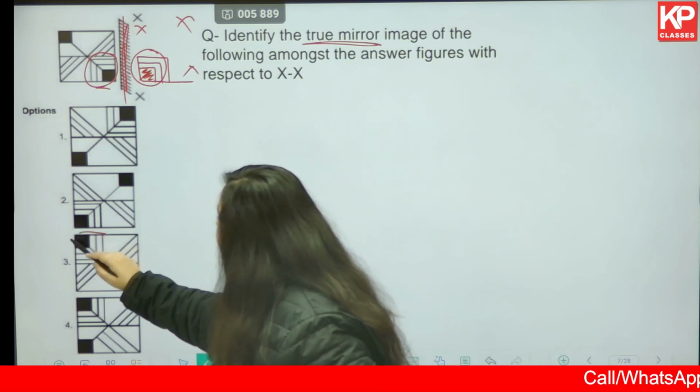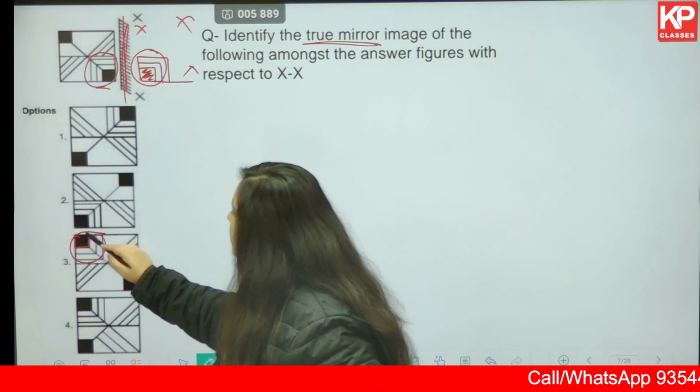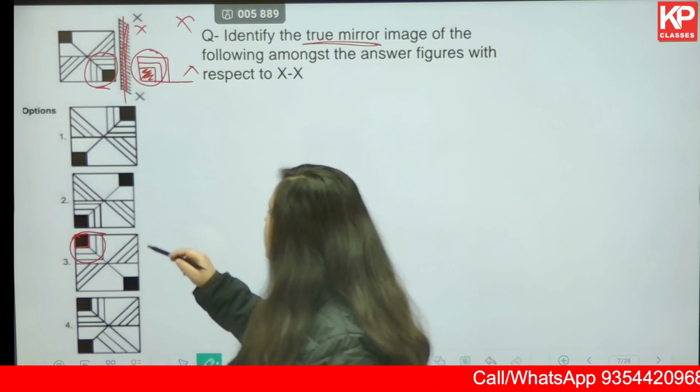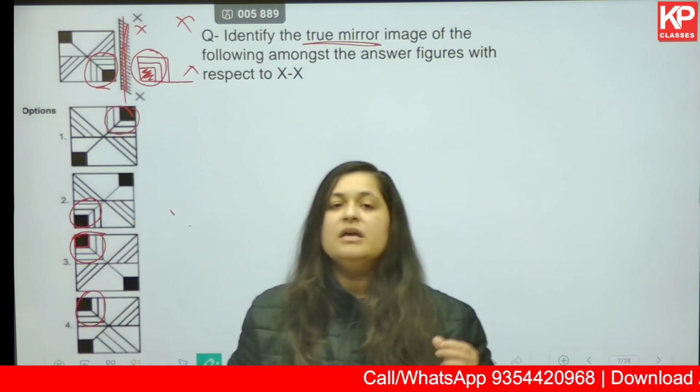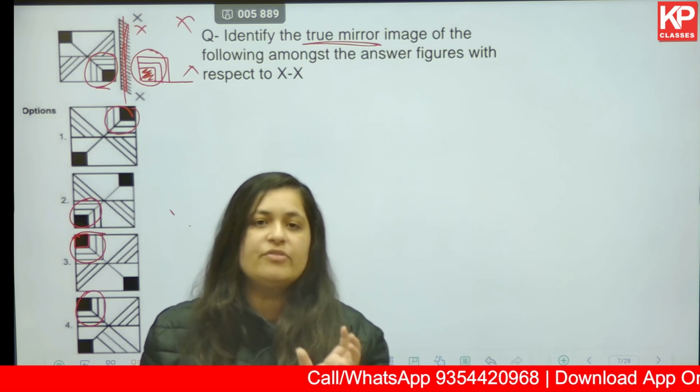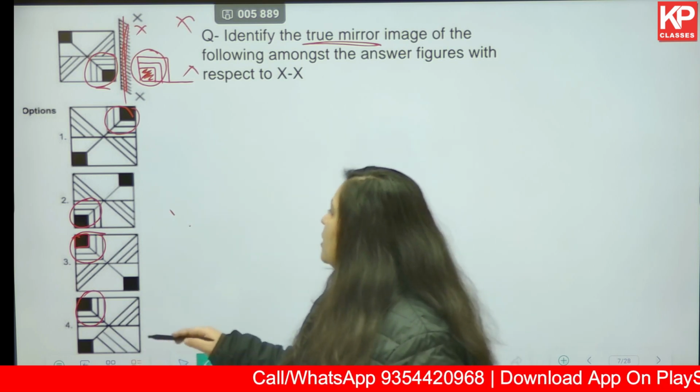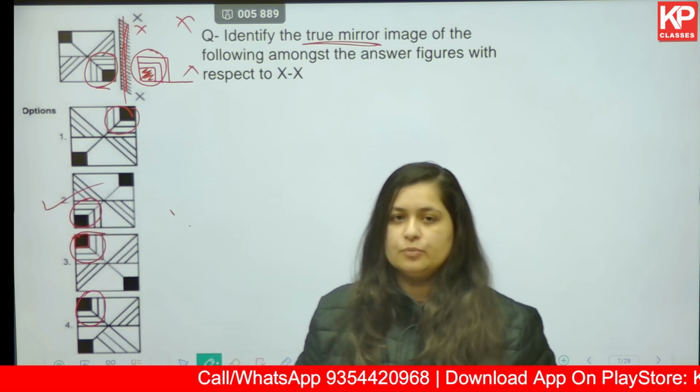Okay, so you have hatched or colored square with 2 lines here, colored square with 2 lines here, colored square with 2 lines and colored square with 2 lines. Just the location or the position of that particular element is correct only in option number 2. Okay.